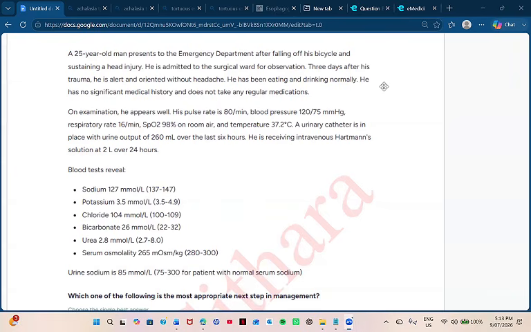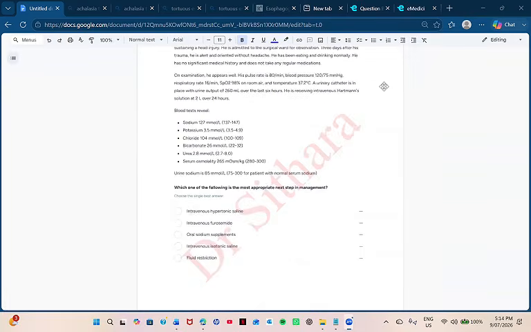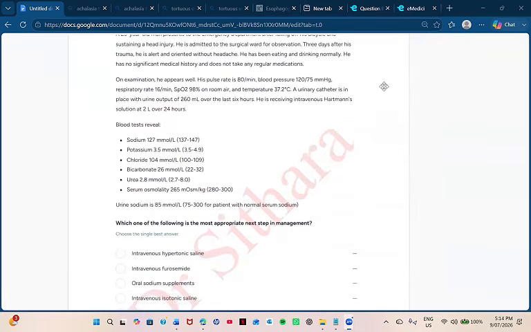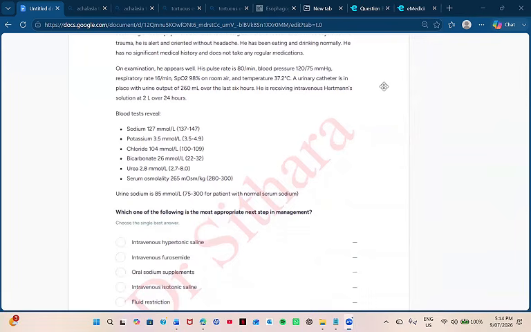Blood tests: sodium 127, potassium 3.5, chloride 104, bicarbonate 26, urea 2.8, serum osmolarity 265. Urine sodium is 85. They're asking which one is the most appropriate next step in management. So what do you think? What should be the answer?